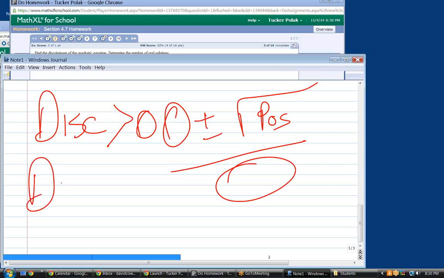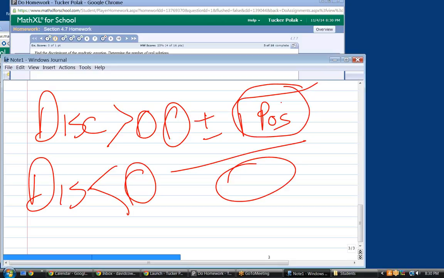If the discriminant is negative, then you're going to be taking the square root of a negative number, but you're still going to have two solutions, but they'll both be complex or imaginary.